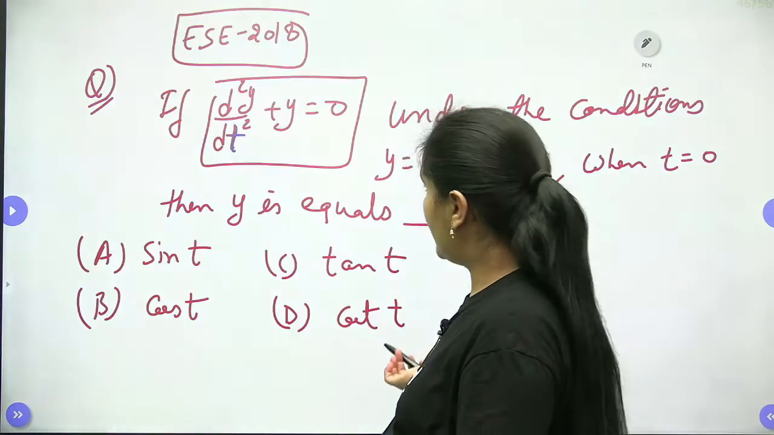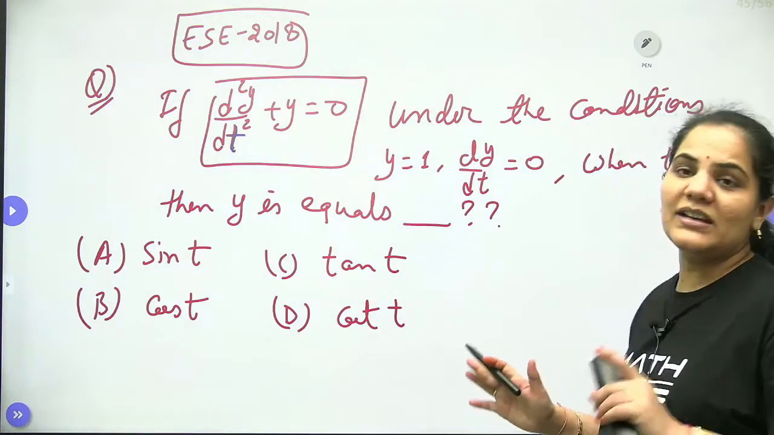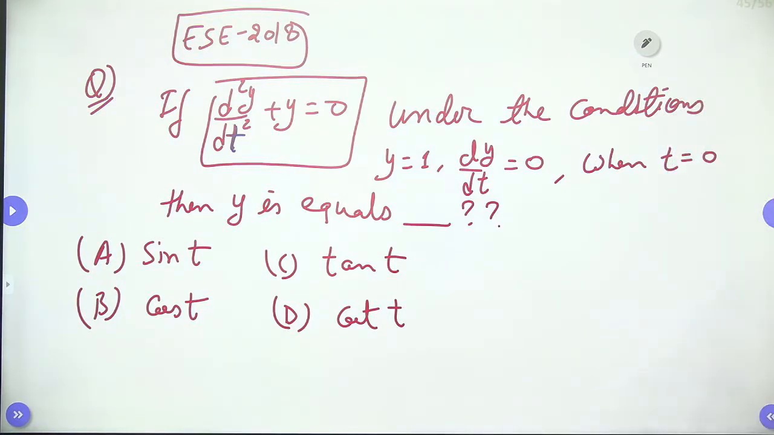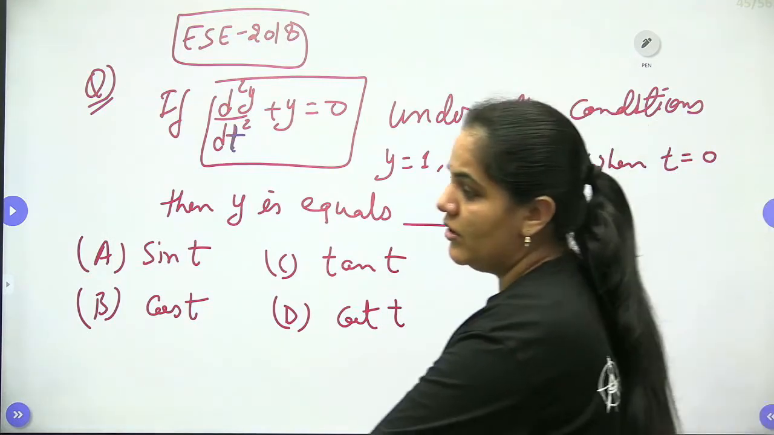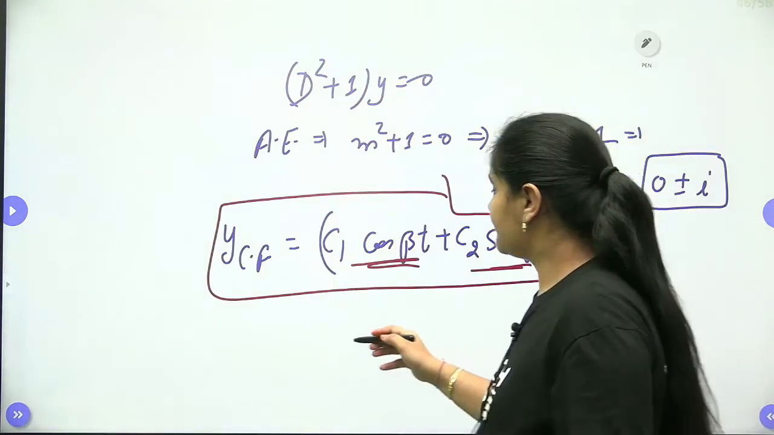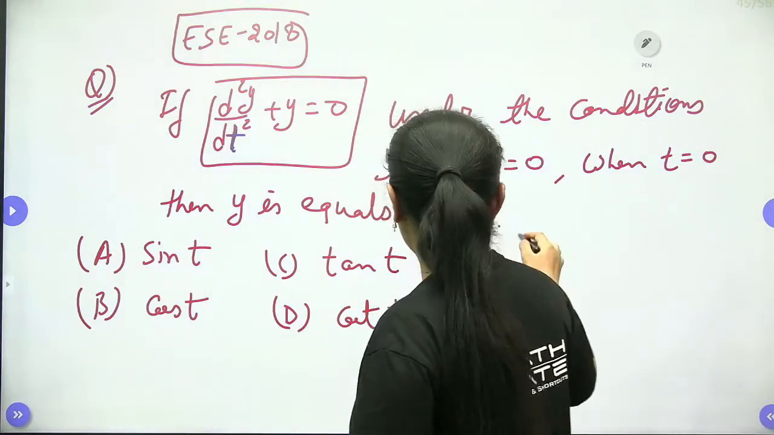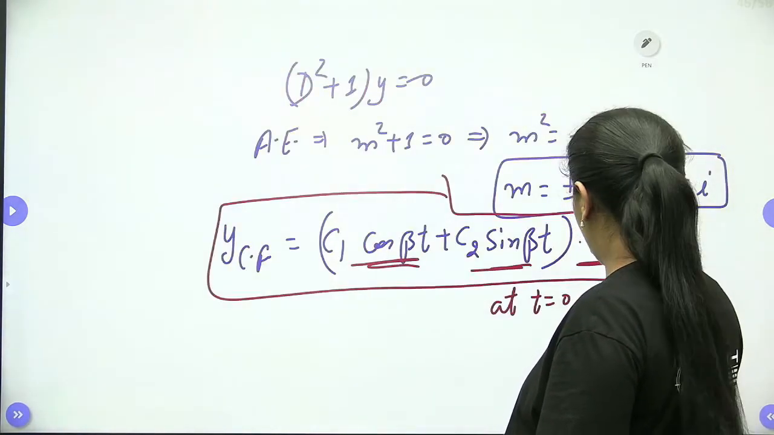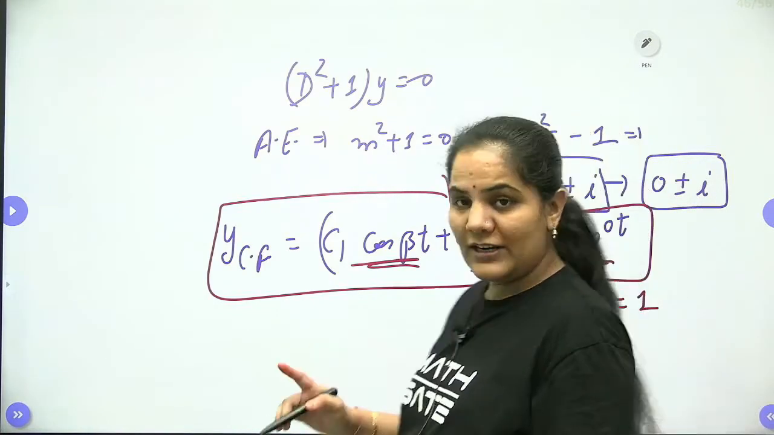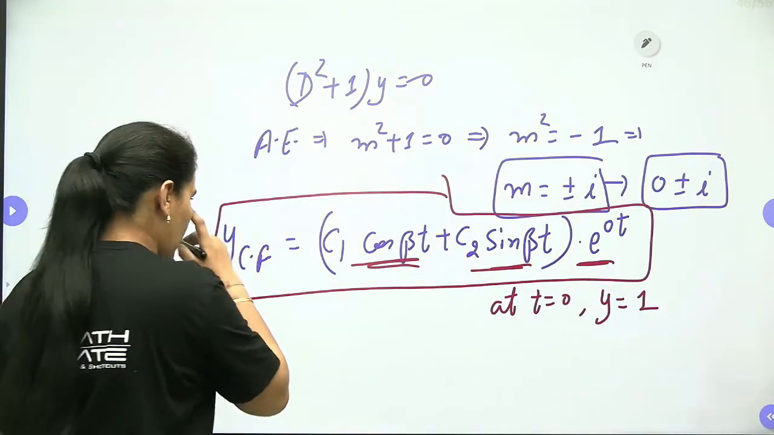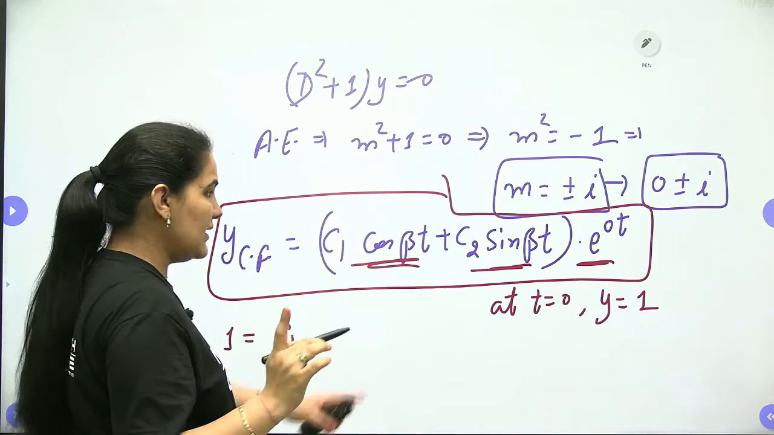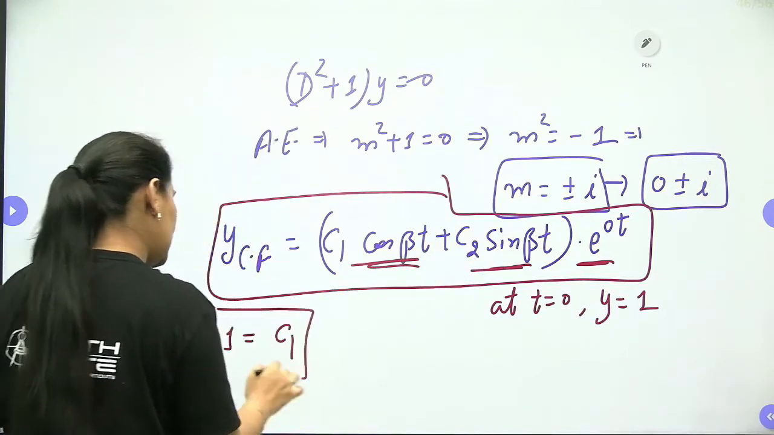Okay, so this will be my answer, but I have initial conditions here, so I have to find the general solution, dear students. Let's discuss. With the help of these initial conditions, we have two initial conditions. At t equal to 0, we have y equal to 1. So let's put the first condition. At t equal to 0, y is equal to 1, cos 0 will be 1, sin 0 will be 0. So hence we get C1 is equal to 1.